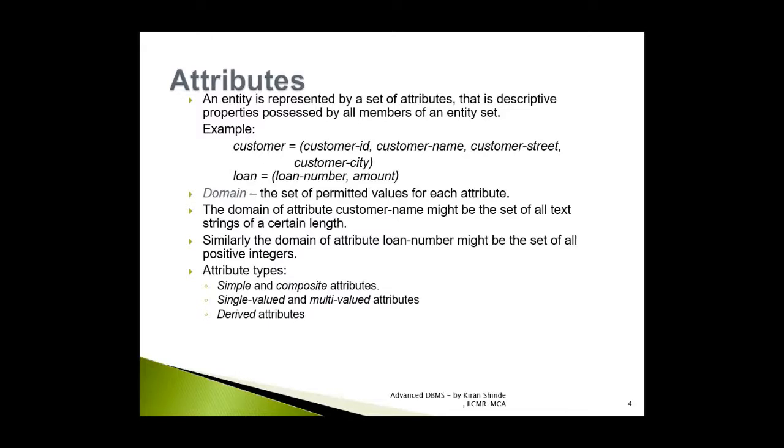Now, what do you mean by domain? Domain is nothing but the set of permitted values for a particular attribute. When we talk about customer name, the domain of customer name is characters. When we talk about loan number or roll number of a student, the domain of that attribute is integer, because most probably a roll number will not be in terms of characters. You have to use some number to designate a roll number, right? So the permitted values of an attribute are called the domain. Now we are going to talk about the various types of attributes, such as simple and composite, single valued and multi-valued, as well as derived attribute.